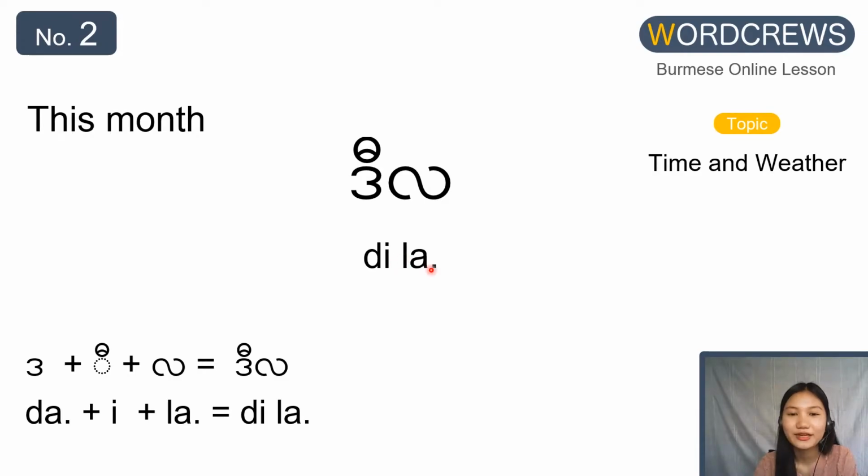The next one is this month, ဒီလ. Actually, this means "this" with nouns, so month is la, di la. Let's see how to read it. This is the alphabet Da, and the symbol is E, so we pronounce Di. And the last alphabet is La. Altogether, di la. This month, di la.